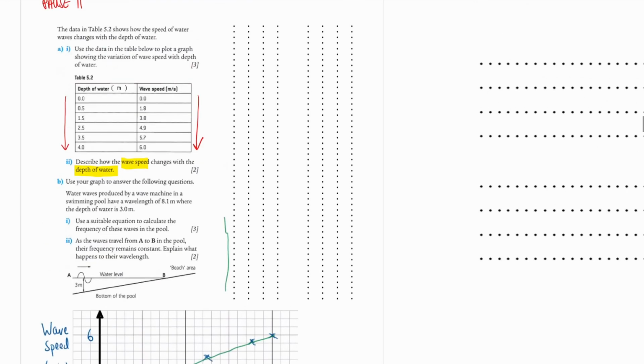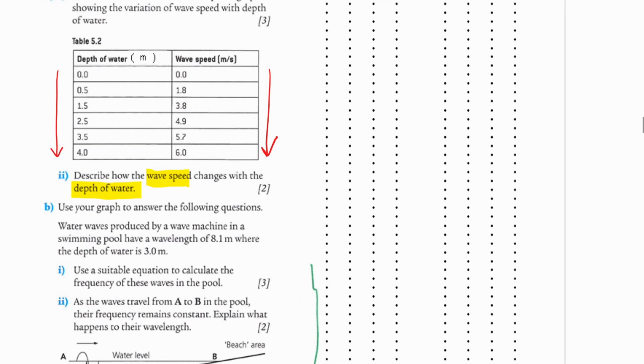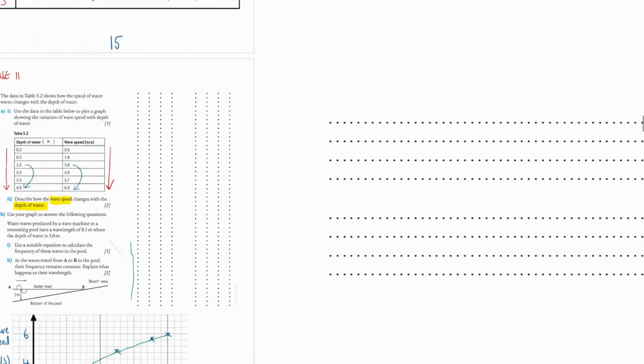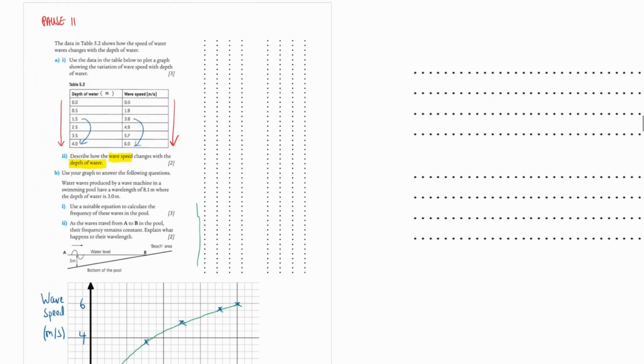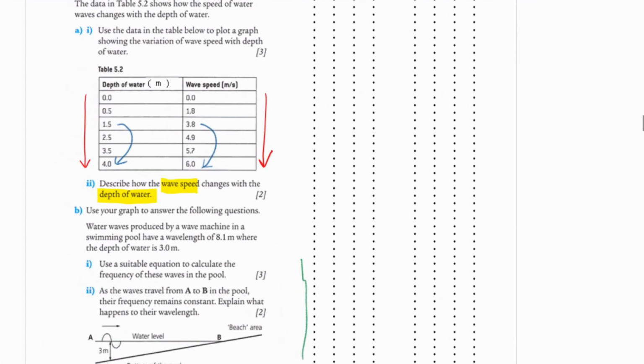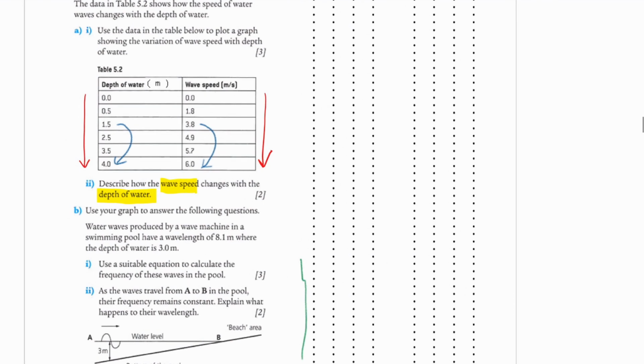You could embellish or improve the answer by taking some figures. Because you could say that as the depth increases from 1.5 to 4, the speed goes from 3.8 to 6. But the main part of the answer you need to include is, and I'm not going to write these down, these are for you to write down, as the depth of water increases, the wave speed increases.